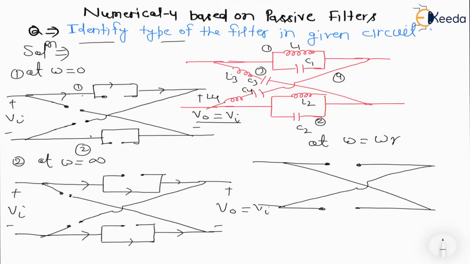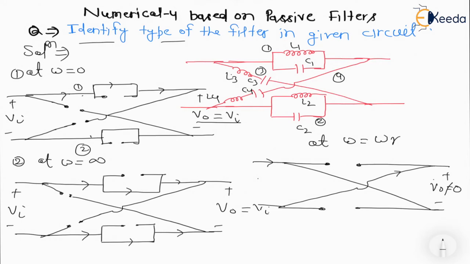If you check, then still the current will flow from here to here and the current flows from here to here. So there is no blockage of any signal. It means there is no open circuit in between output and input. So V naught we will be getting not equal to 0. It means this is passing the signal at omega is equal to omega r.